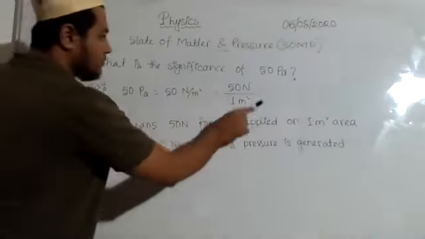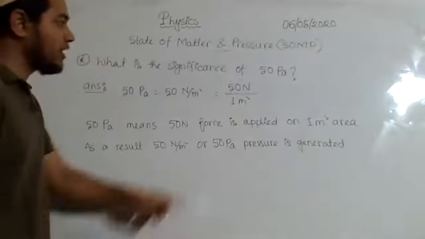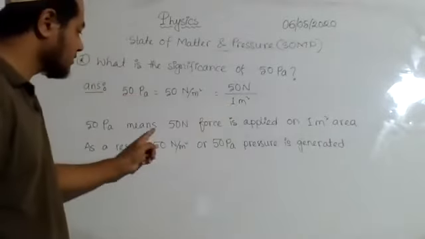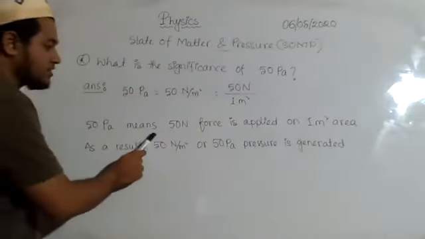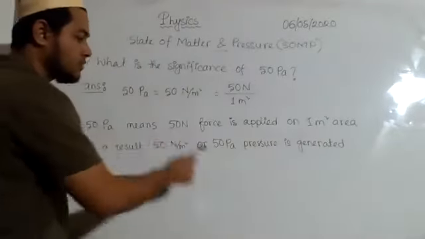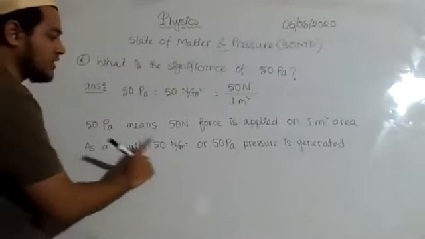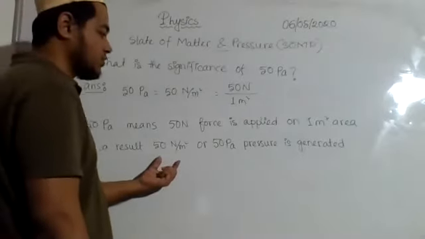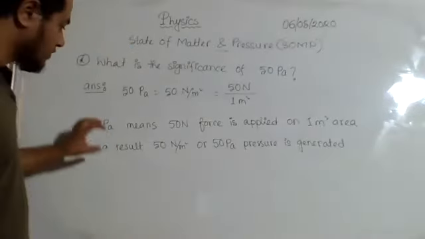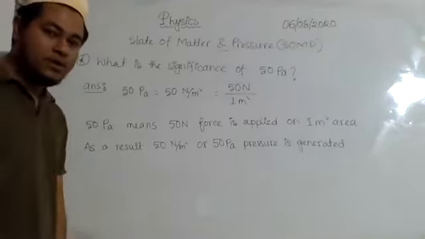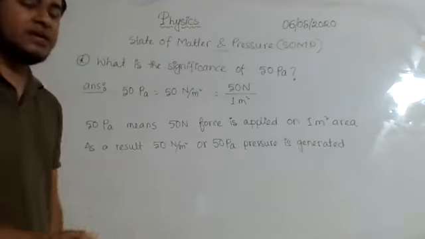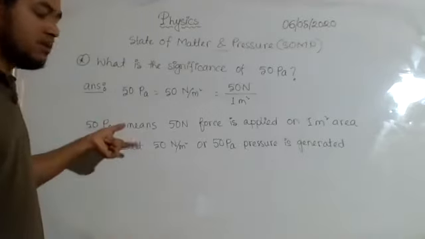So what does it tell you? The force that is being applied is 50 Newton, and the area on which the force is acting is 1 meter square. This is what I have said here. 50 Pascal means 50 Newton force is applied on 1 meter square area. When you do this, what will happen? The pressure that is generated in that place is 50 Newton per meter square, or we can say 50 Pascal pressure is generated. Okay, just write these 3-4 lines. Enough. Many people go on writing 1.5 pages for the answer to this, explaining this and that. No need. You just write the main thing, you get the mark.